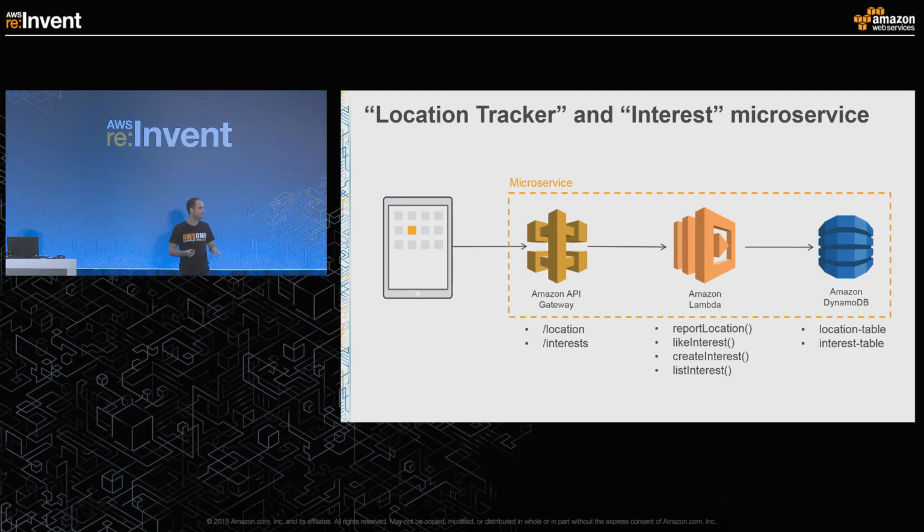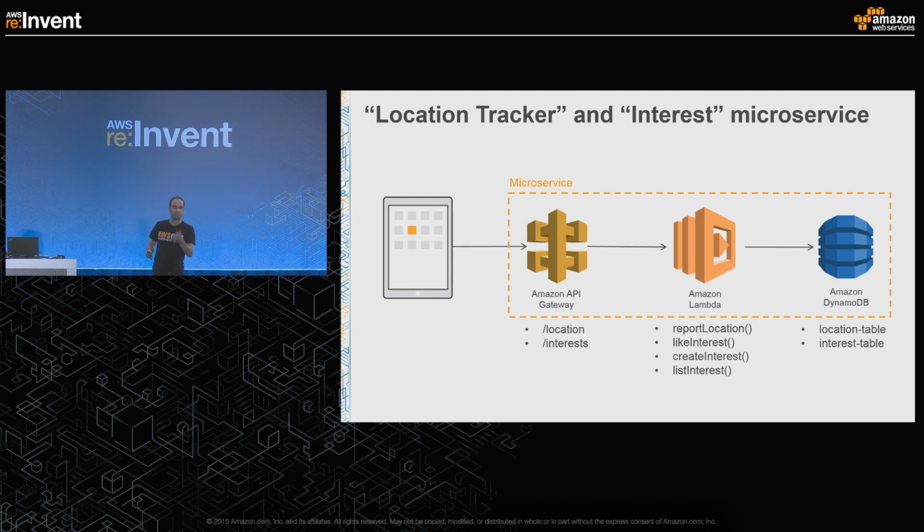Here you see an example of how that could look like. So it could be a RESTful call to /location. This would call the report location Lambda function, which in effect stores that information then in the location table of DynamoDB. And we just log user and the different locations in which they are.